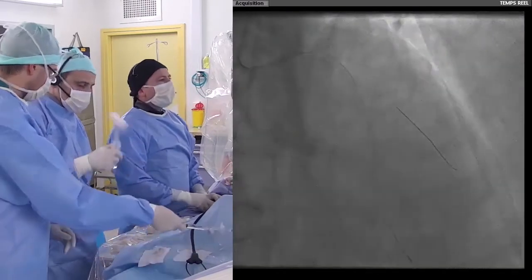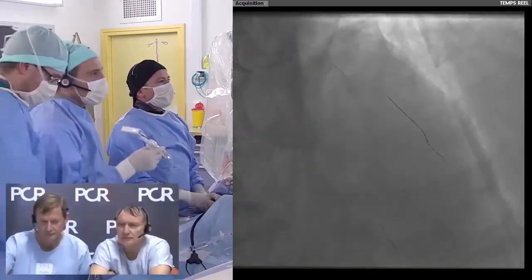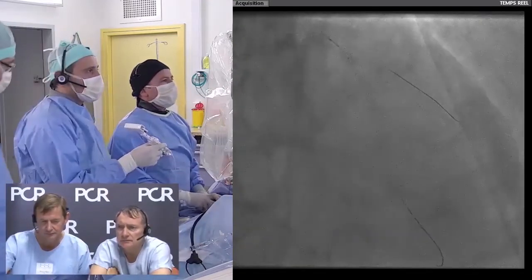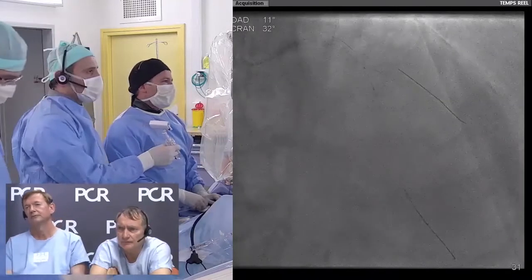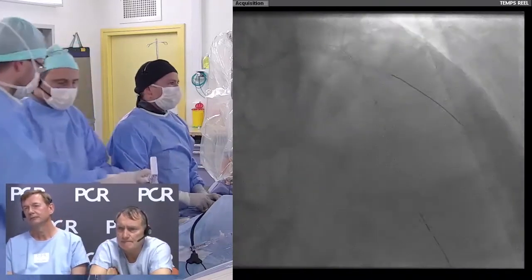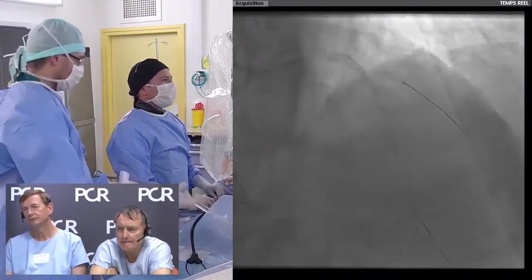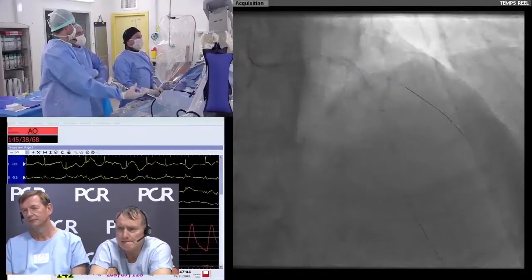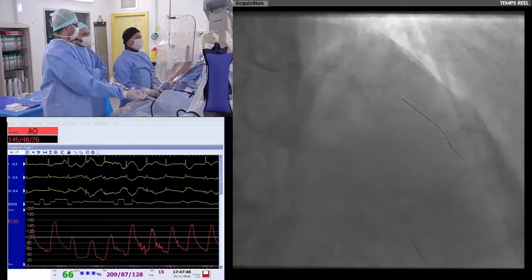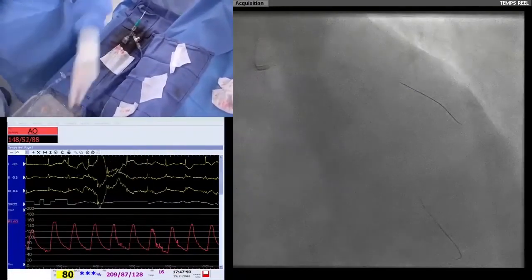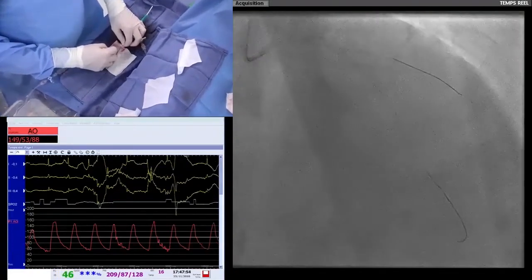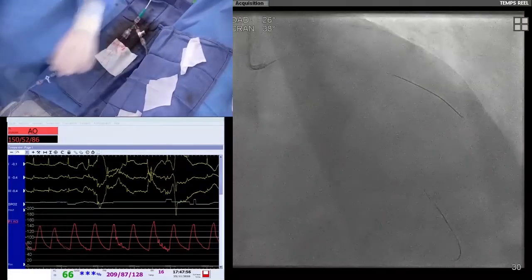Excuse me. What is the length and the diameter of your balloon? 3 millimeter diameter. For length we use a 15 to start. We could also have used a 20 because there is tortuosity, and sometimes it's better to have a long balloon. But I think for this long lesion, 15 will be maybe okay. So I will start at this part.